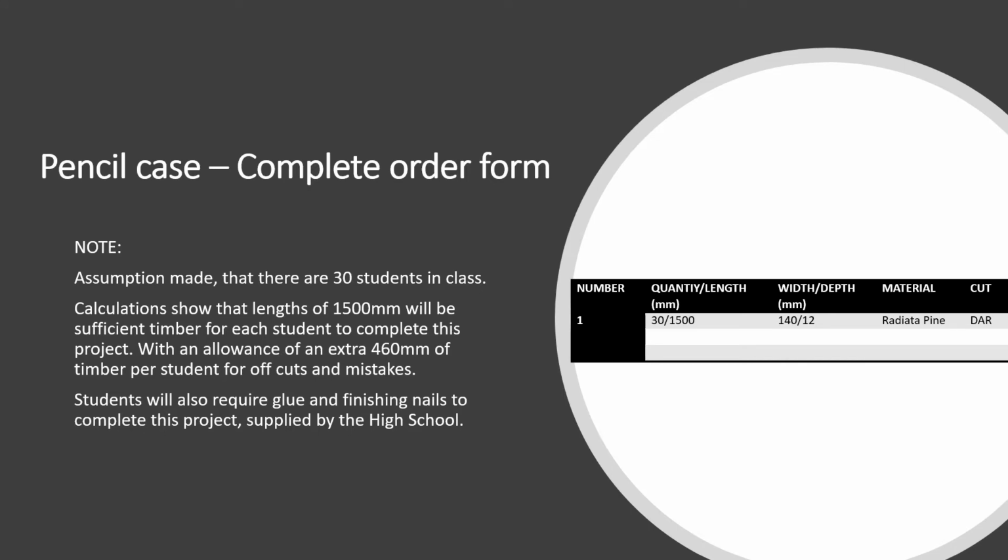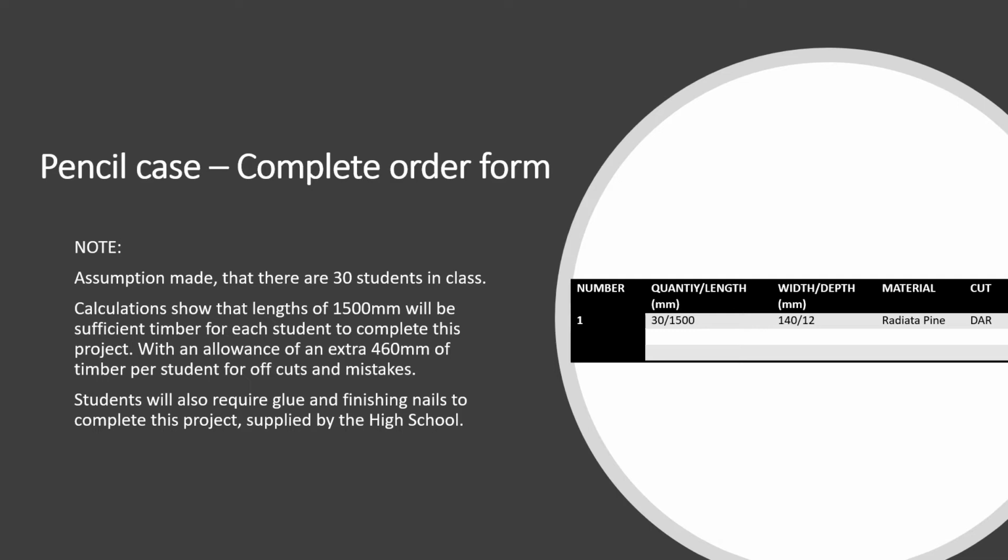This slide shows our complete order form. We will be ordering 30 lengths at 1500mm long at a width and depth of 140 by 12mm. And the material we'll be using is radiata pine, and the type of cut is dressed all round.